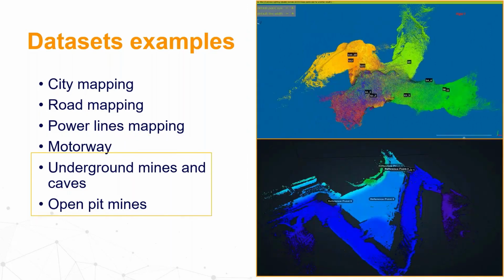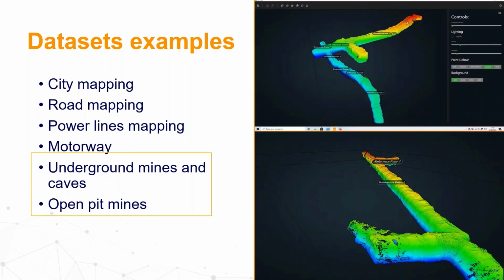Underground mines and caves, open pit mines, that has been also used to test and to produce the results from adjust to control so far. Underground tunnels, if you have control points in the tunnels, you can mark them in the way I described earlier and then perform the rigid or non-rigid registration for it. So that can be very helpful in the underground environments as well.